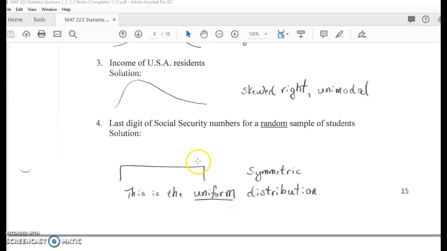The last type of distribution I want to talk about real quick is one that we'll see later. I just want to bring it up, not a lot later, but we'll see it later. This is an example of the last digit of Social Security numbers for a random sample of students. Social Security numbers all end in either 0 through 9, and there's really no one that's more than another, so we'll see a flat top. They can all basically come up equally. This is called a uniform distribution. It's symmetric, but we don't really see any mounds at all, so we don't say it's modal at all.